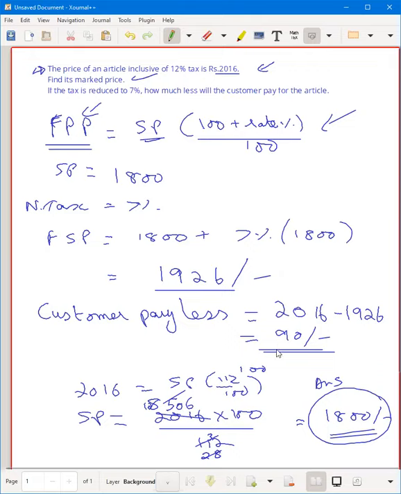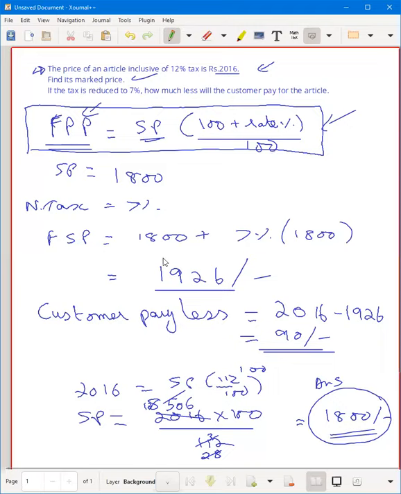Anyone not understood this, or is it not clear? Whenever the final selling price is given, if you are getting confused, you can just mug up this formula and plug in the values. Final price paid, or the final selling price, is equal to selling price into 100 plus rate upon 100. So you'll get the selling price and then you can work further from there. They usually ask you questions regarding selling price. Okay. Let's do another question.